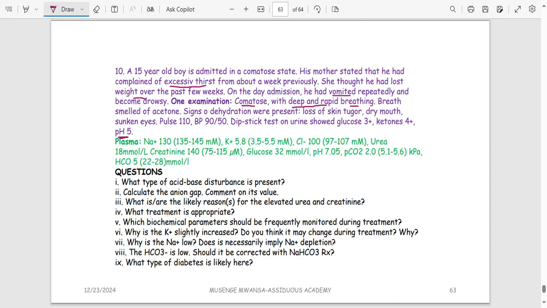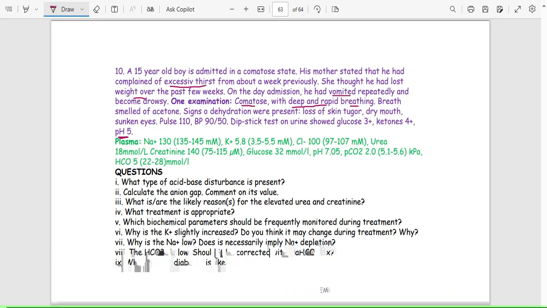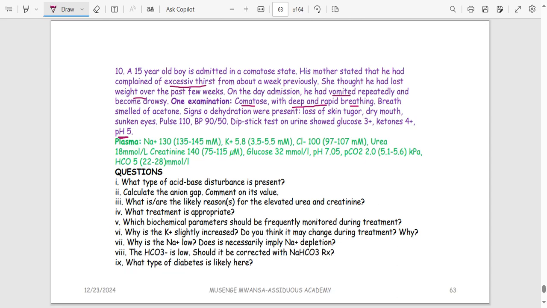But now the problem is that this question is actually not part of this topic. We'll discuss it when we talk about diabetes. What type of acid-base disturbance is present here? This is actually known as a hyperglycemic hyperosmolar coma, or HONK, non-ketotic. Calculate the anion gap.